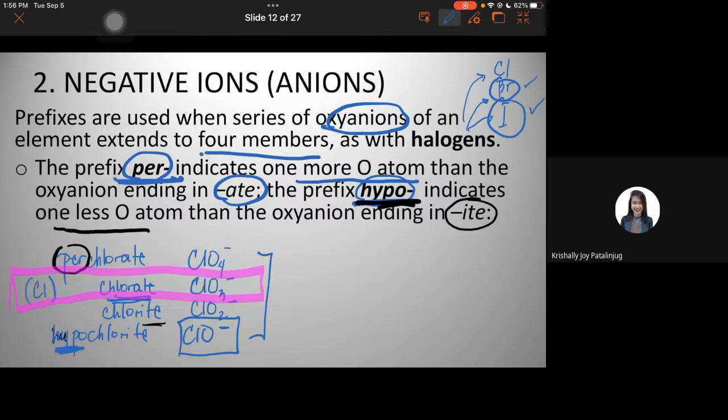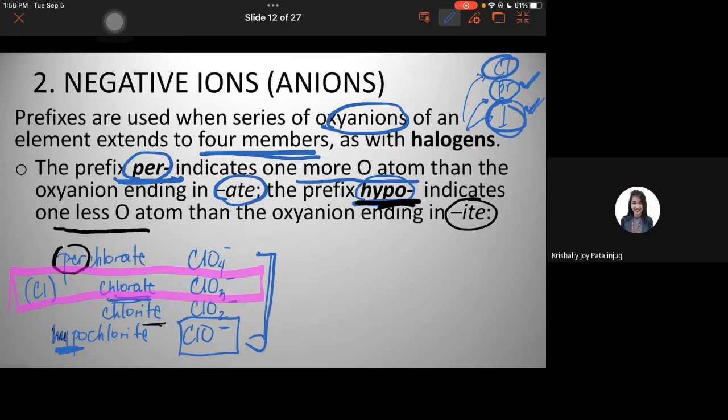And the rest of the halogens, bromine and iodine, they can also extend to four members of oxyanion. So you can just make use of your available time or during your independent study time. Try to write the four members of oxyanion of bromine and iodine. So ganun din, we have perbromate, bromate, bromite, hypobromite. We have periodate, iodate, iodite, and hypoiodite. Again, this four members only applies to the three halogens. That's it.